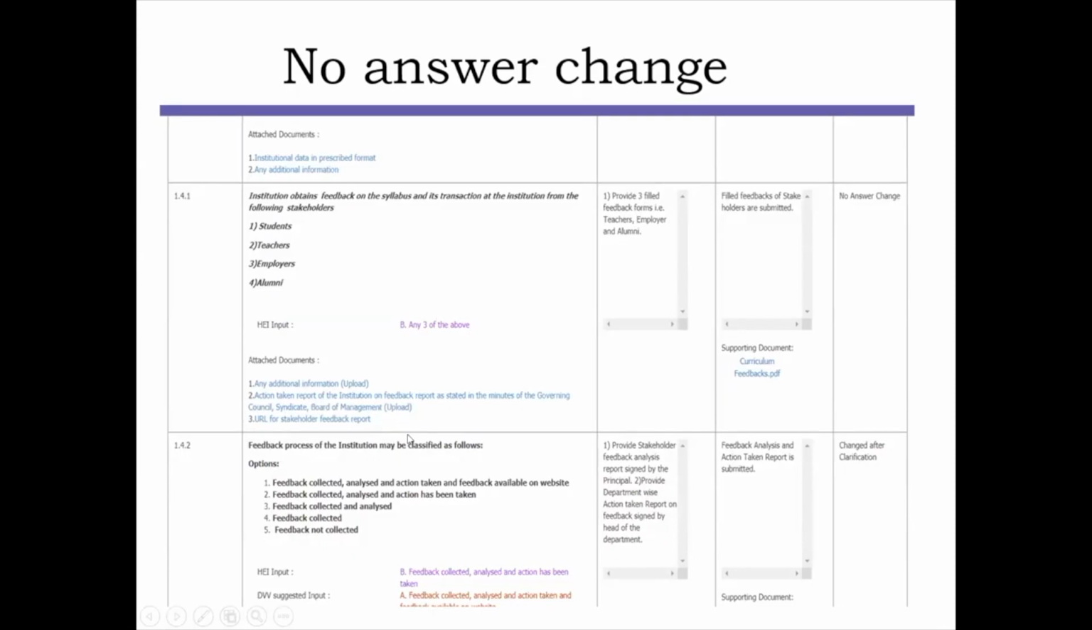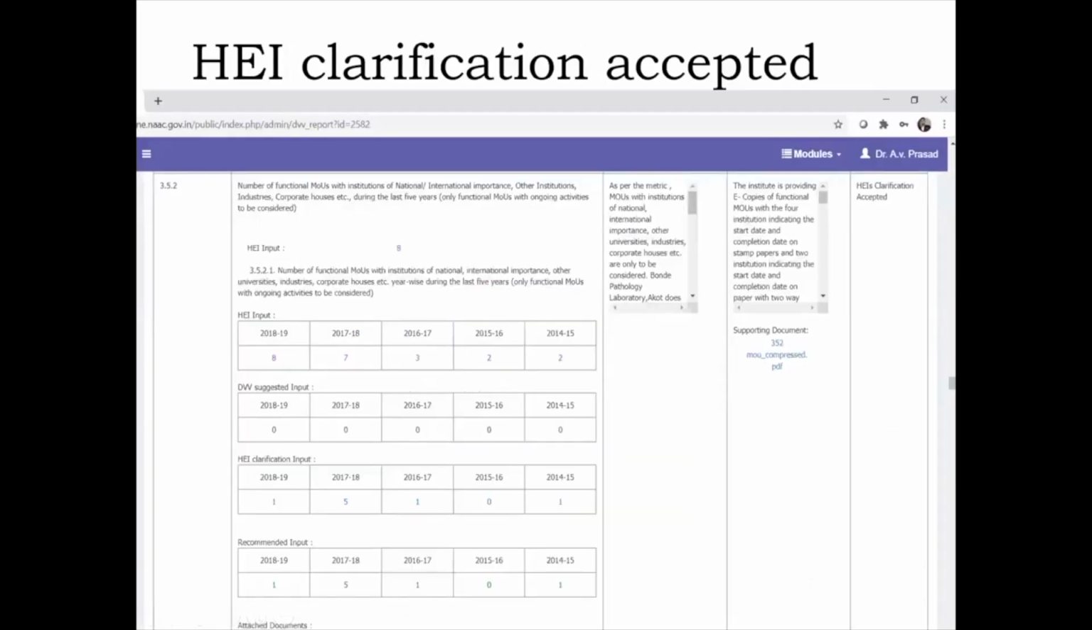If you see in the second example, the HEI input was "feedback collected, analyzed, and action taken report." The DV suggestion was "feedback collected, analyzed, and action report." So previously the HEI input was like this, but after the clarification was raised, the input has been changed by the DV partner.